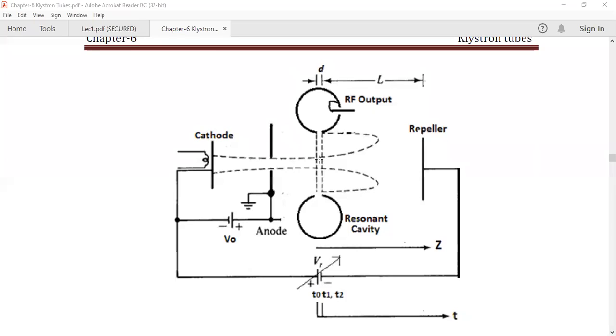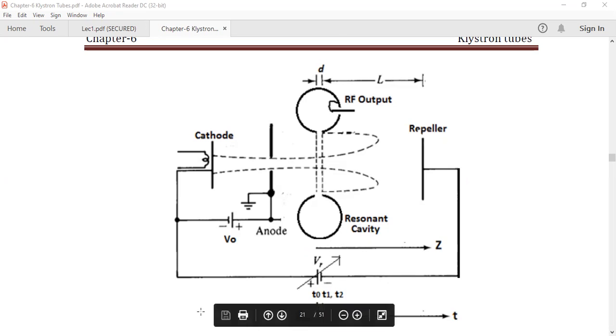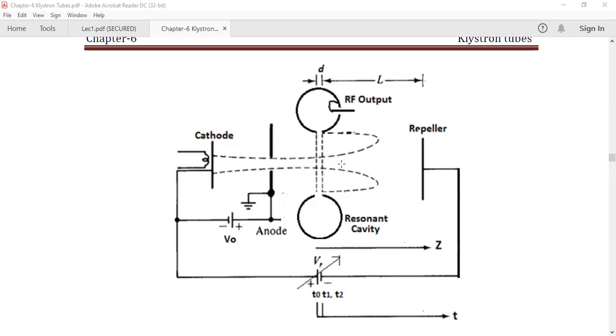In between, in the gap of the buncher cavity, velocity modulation takes place. The gap, as we already know, is D, the width, the distance is D, and we can say the transit time in the buncher cavity, tau, is equal to D by V. So after leaving the buncher cavity, that is, after the velocity modulation, what is the velocity of the electron? I am already telling that.